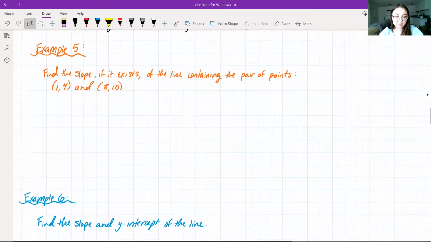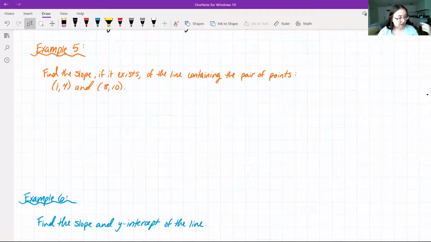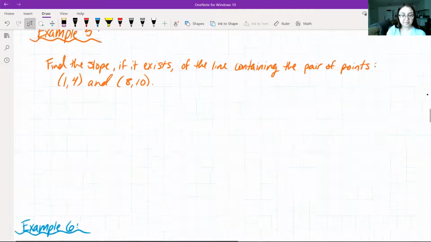All right, so we want to do example 5 here. So we're finding the slope, if it exists, of the line containing the pair of points. Now it says if it exists because if you find that it's undefined, it technically doesn't exist. So we want to find the slope to see maybe it's 0, maybe it's undefined, or it's an actual number. So we have 2 points here, and all we need to do is find the slope. So this is when our equation for slope is going to come in handy.